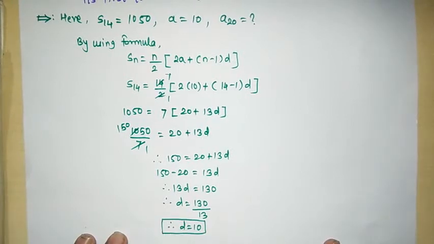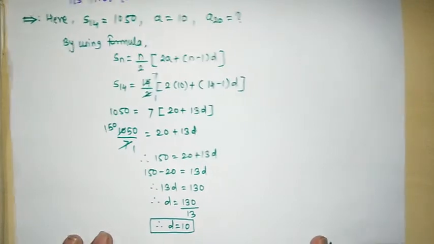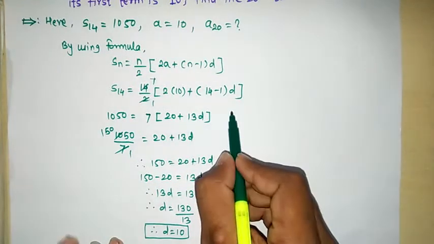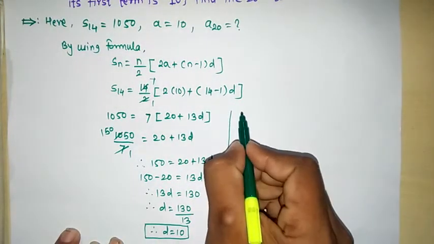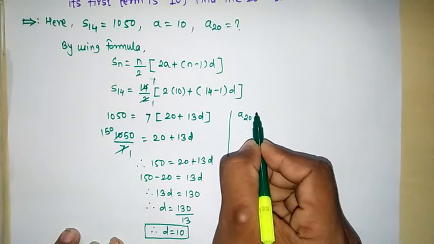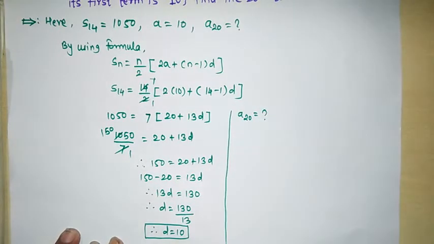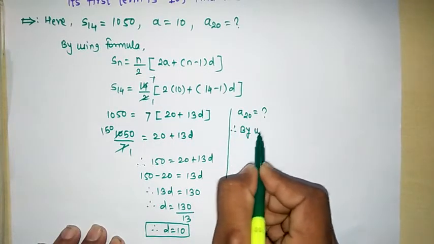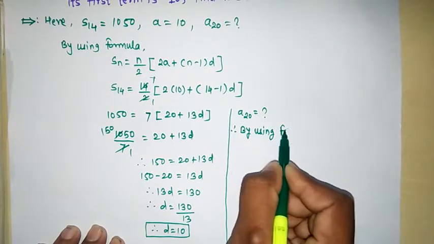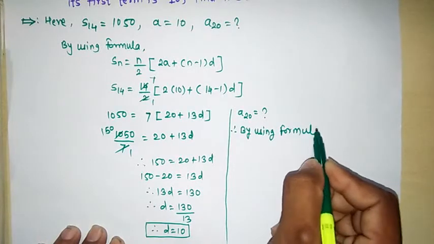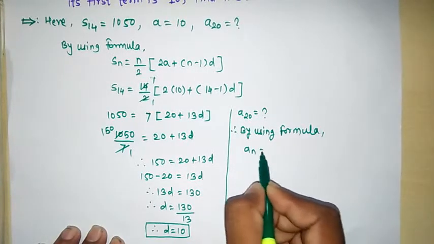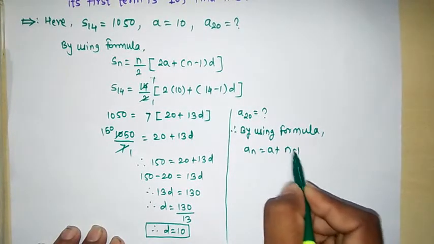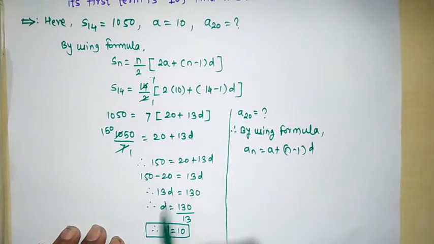Now what we have to find? We have to find the 20th term. I will write here. See here. We have to find 20th term. A20 we have to find. A term A20 is equal to how much? Therefore by using formula an is equal to a plus n minus 1 into d. That is nth term is equal to a plus n minus 1 into d. That is the initial formula.